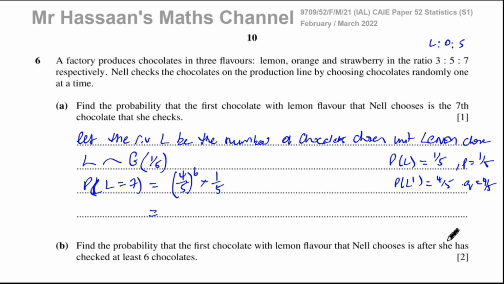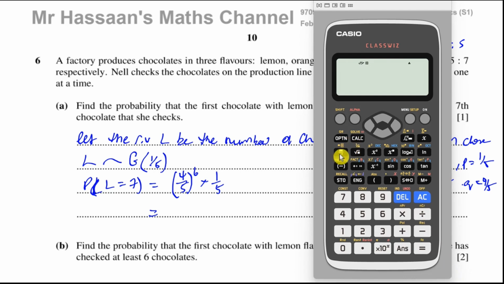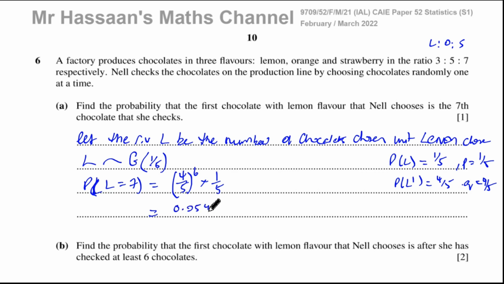Now we're going to get the calculator and work out this. So we're going to have 4/5 to the power of 6 times 1/5. Okay, and that gives us 0.054248.